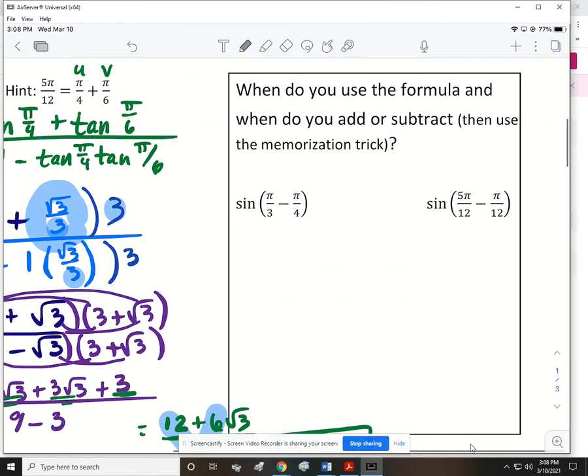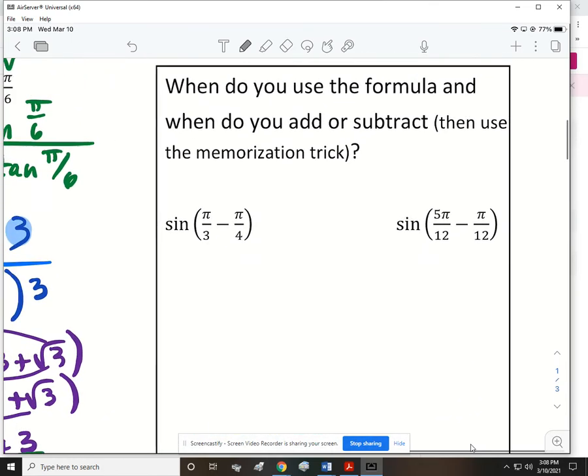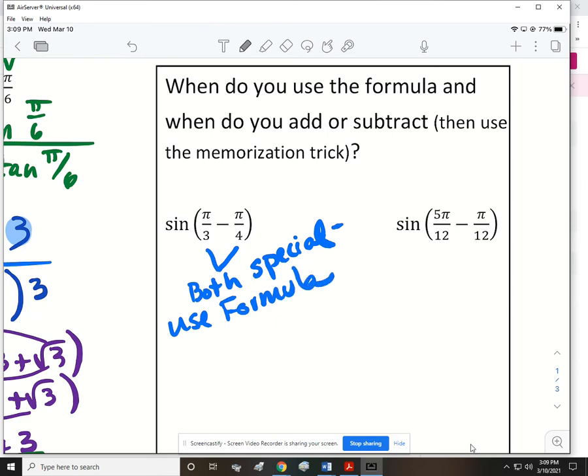Now, in the past, on the challenge exam, they try to trick you into using the formula when you don't have to use the formula. All right, so you're going to need to use the formula if you're given the sine of the difference of 2 angles when these are special. So if they're both special, use the formula. So special angles have a denominator of 2, 3, 4, and 6. So those are special. You would want to use the formula.